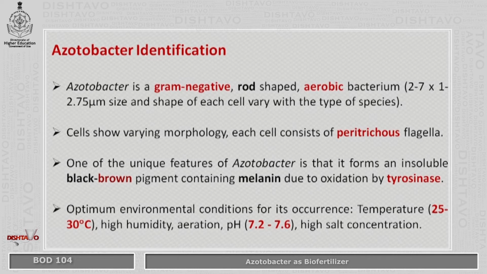by enzyme tyrosinase. The optimum environmental conditions for its occurrence are: it can thrive in a temperature range of 25 to 30 degrees Celsius. It can tolerate high humidity. It requires aeration and can occur in pH range of 7.2 to 7.6 and can also tolerate high salt concentration.